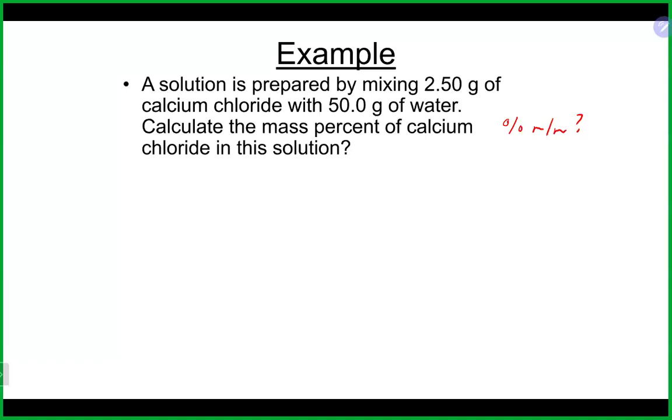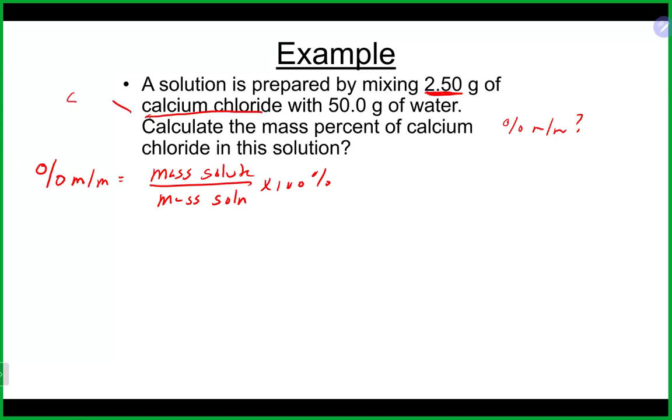Okay, let's take a look. We're looking for the percent mass to mass, so we can start with our formula, which again is the mass of the solute divided by the mass of the solution times 100%. In this particular case, we're given 2.5 grams of calcium chloride. That's going to be our solute, as that is the smaller mass. So the mass of our solute is going to be 2.5 grams.